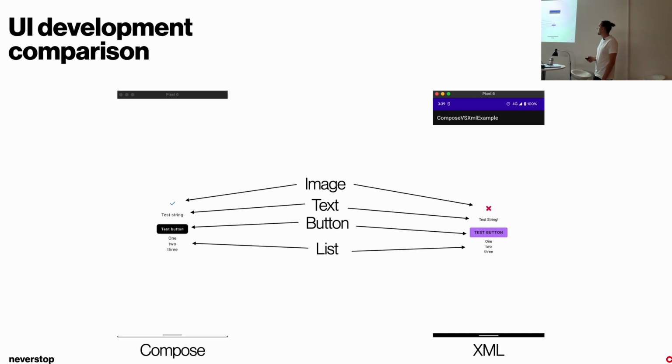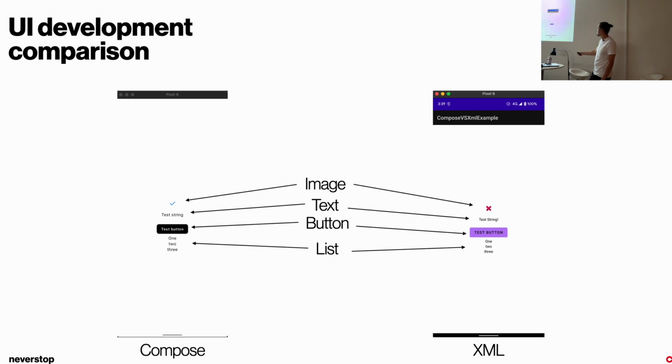And lastly, UI development speed comparison, or just a comparison between the two. I decided to make a really simple screen. So we have an image, we have text, a button and a list.